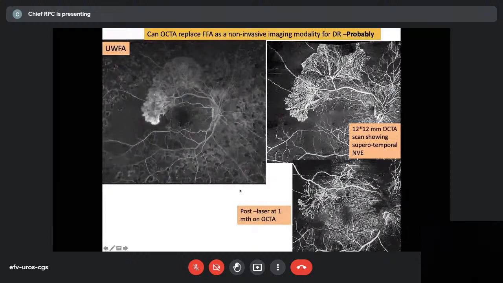One thing I've seen is that the laser spots are not seen on OCTA very clearly. So if you want to see the laser spots, get the AF done, see the laser spots, then do the OCTA. Both are non-invasive. Here the laser spots are not visible, but the FA actually shows everything. It shows the neovascular network, and it shows the laser spots.